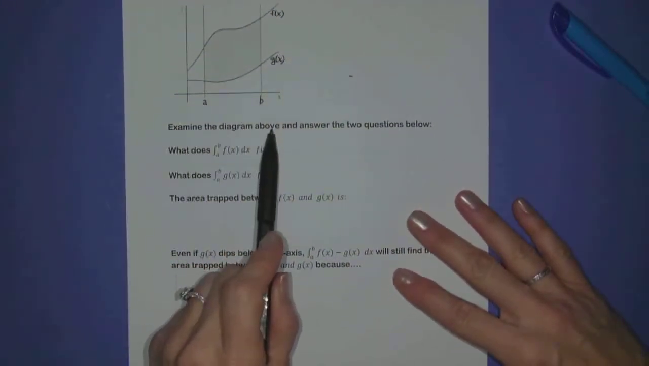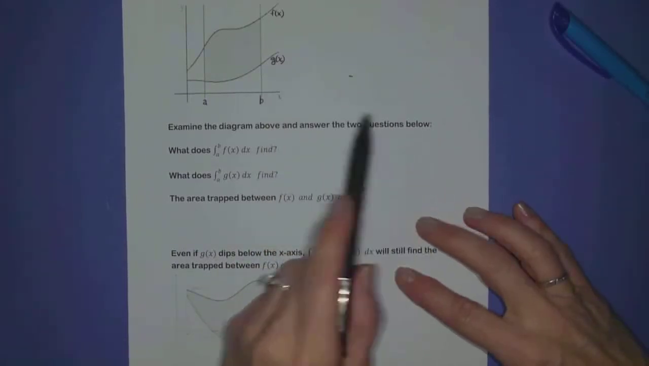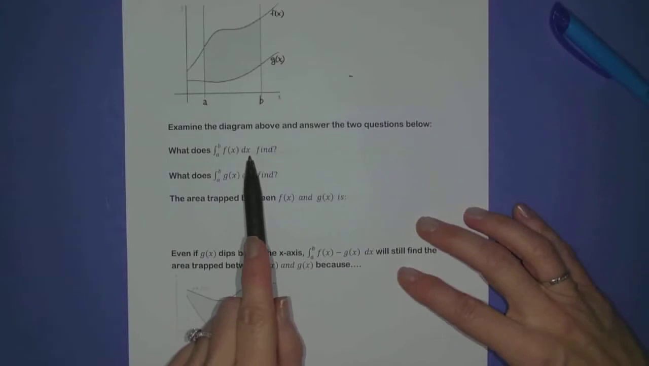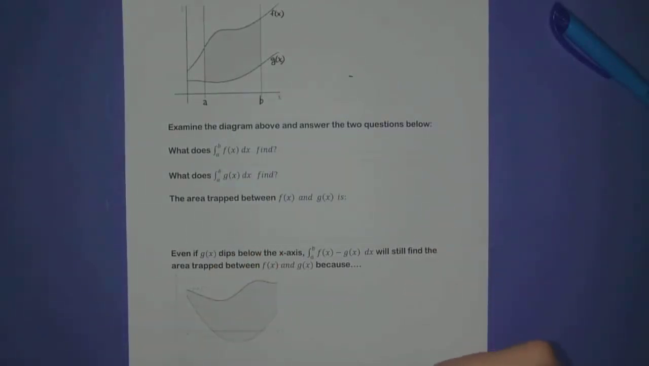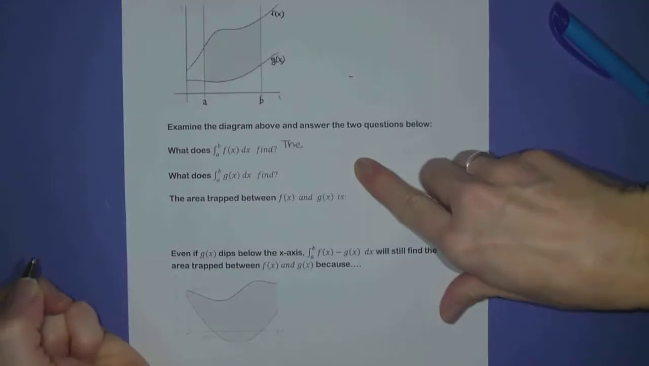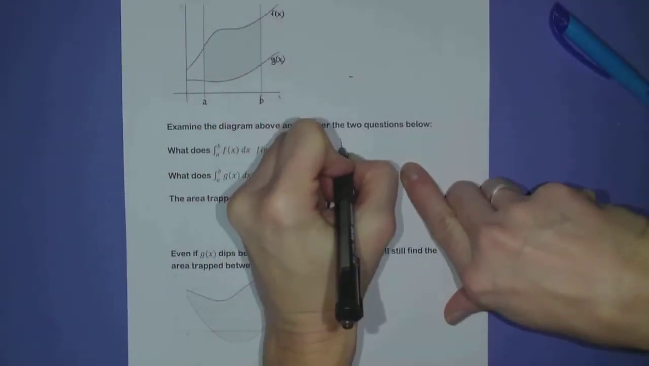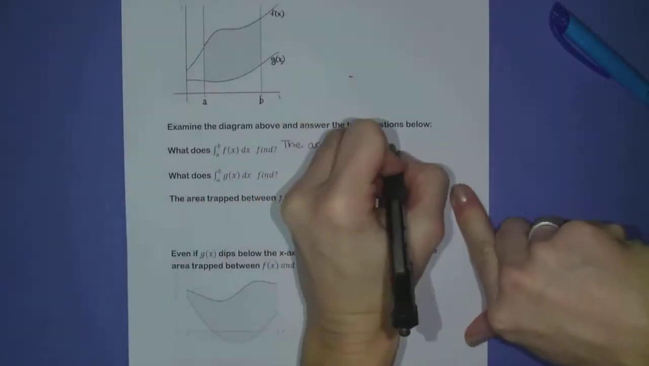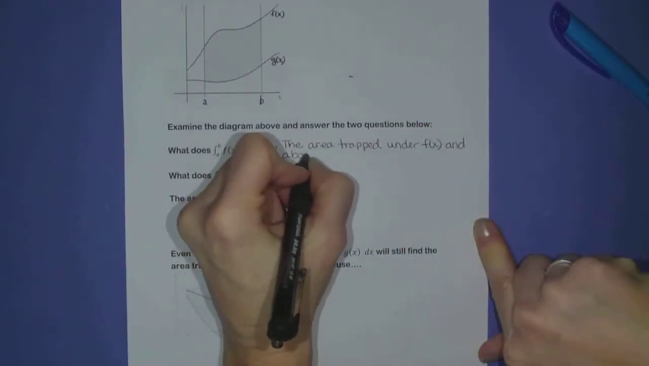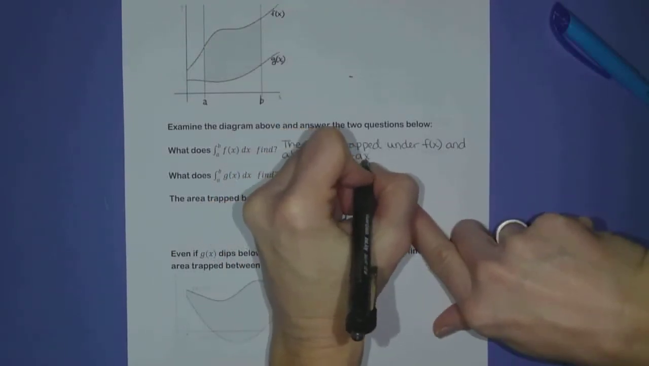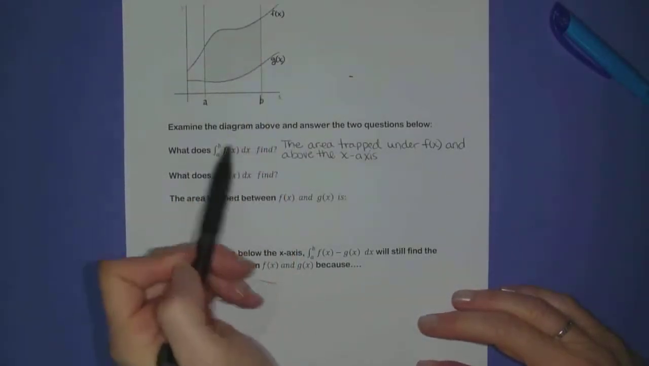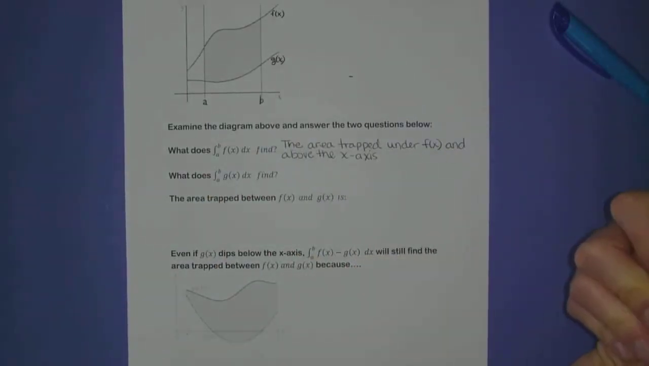It says, examine the diagram above and answer the two questions below. The first question: what does the definite integral from a to b of f of x dx find? We know from the last unit that a definite integral finds area. I'll write a note to myself: it's the area trapped under f of x and above the x-axis. I say above only because it's above the x-axis here; it could also be below, but for this one, it's the area trapped under f of x and above the x-axis.